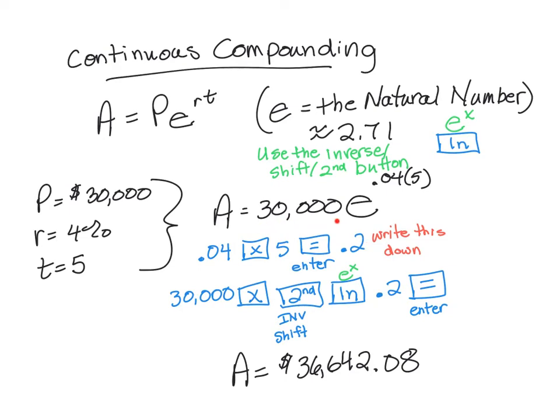And now I'm going to say 30,000 times, I'm going to hit the second or the shift key, and then the ln, which is going to give me the e to the x. It's going to open parentheses for you to put in the power. Your power you already calculated to be 0.2. Hit the enter key and you get your answer. Okay, and you see that this is a little bit more than the daily, maybe by less than $1, but still it's close. Let me say something real quick before we move to the next page.